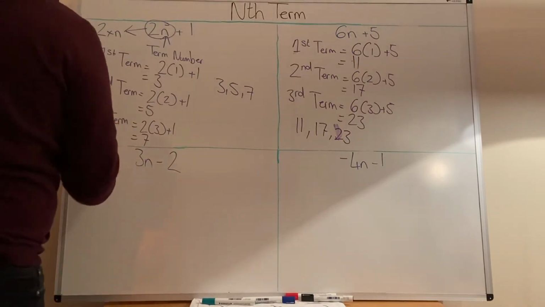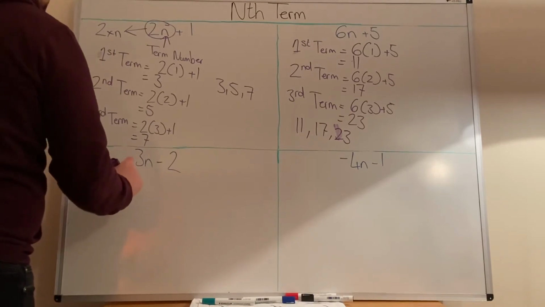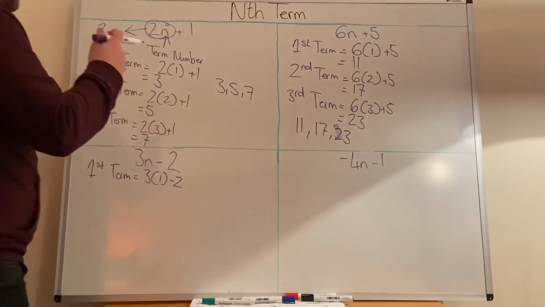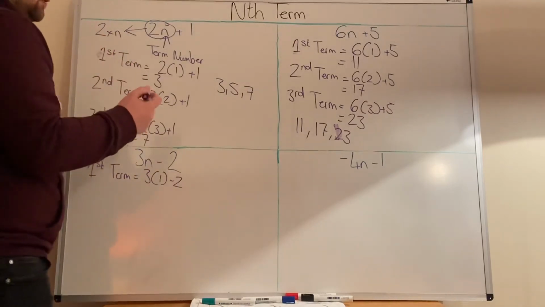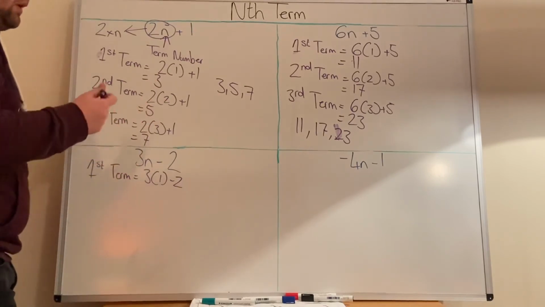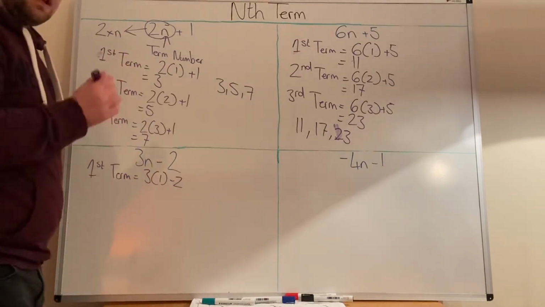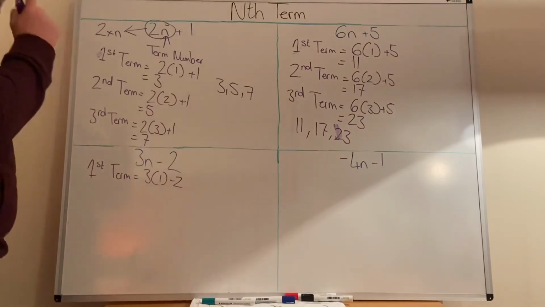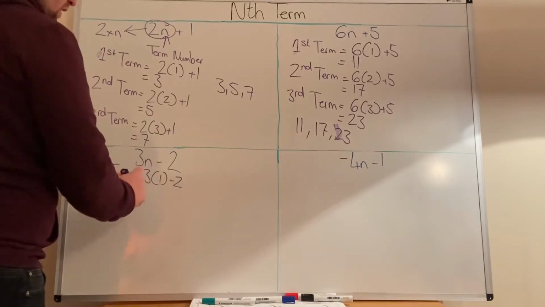Here, again, first 3 terms. So for the first term, it is 3 times 1 minus 2. No matter how many numbers you need, if you need the first 5 terms, for example, your values are always going to go 1, 2, 3, 4, 5, whatever. If it asks you for the 10th term, you're going to substitute 10 in. If it asks you for the 75th term, you're going to substitute 75. That never changes. So first term, 3 times 1 is 3. Be careful now, it's minus 2, so it equals 1.